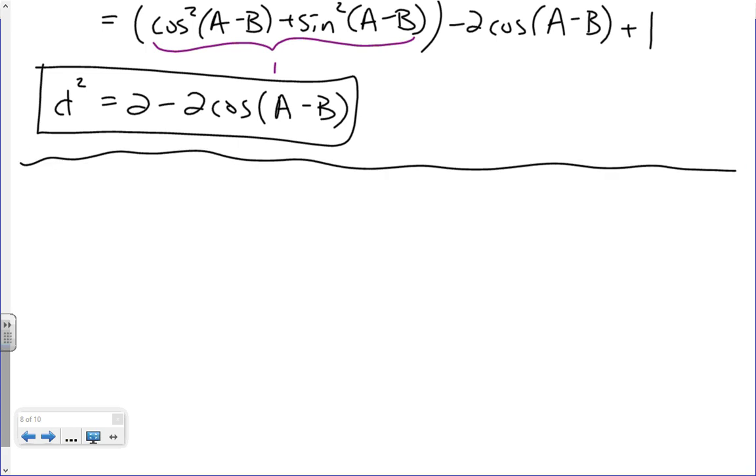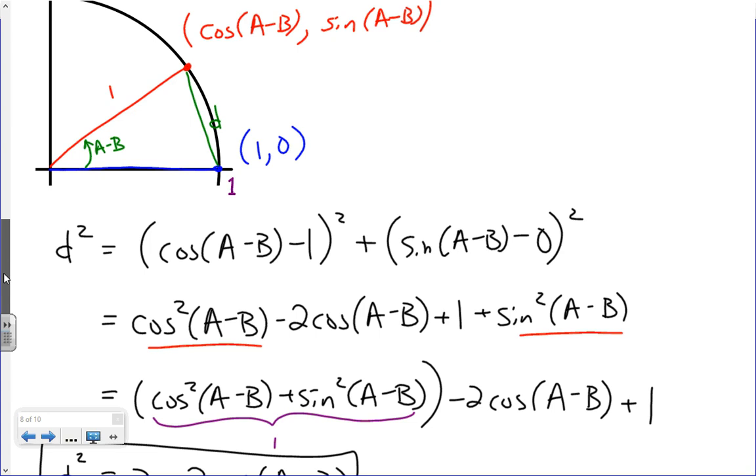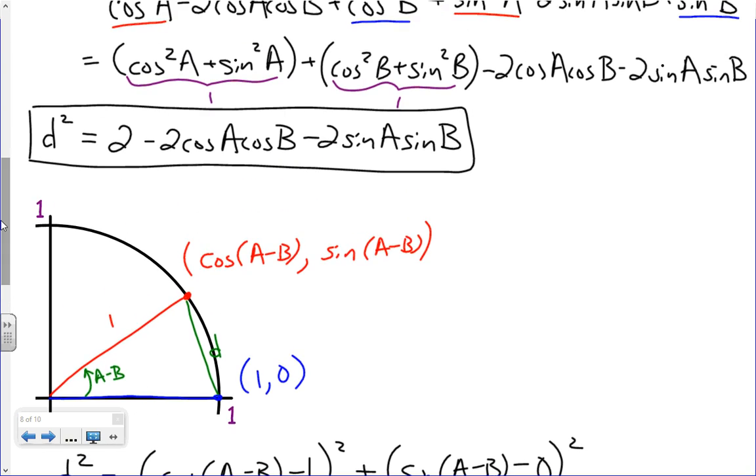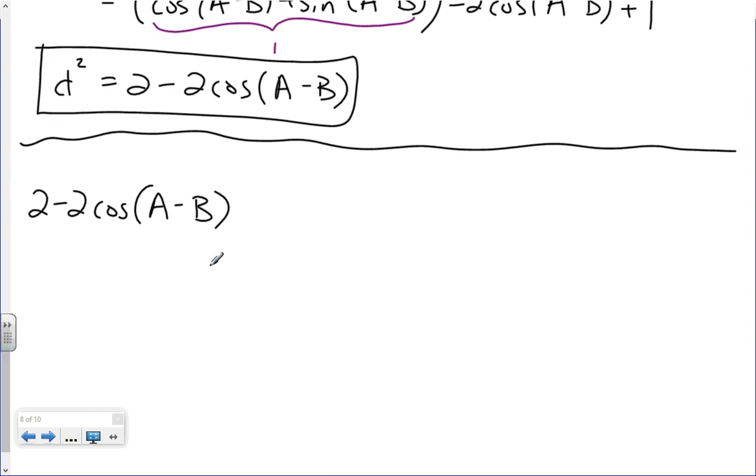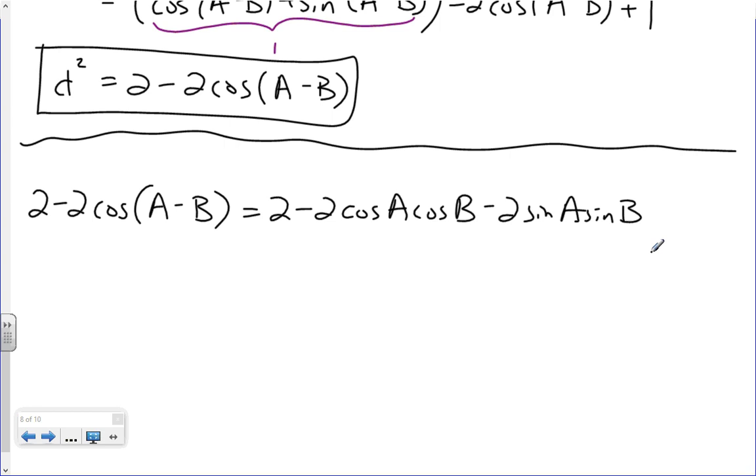Let's see what happens when we do that. So let's take this first one right here. I've got 2 minus 2 cosine of a minus b. And up above, just to refresh our memory, this is also what d squared equals. 2 minus that 2 times the cosines and minus 2 times the sine. So this is 2 minus 2 cosine of a cosine of b minus 2 sine of a sine of b.